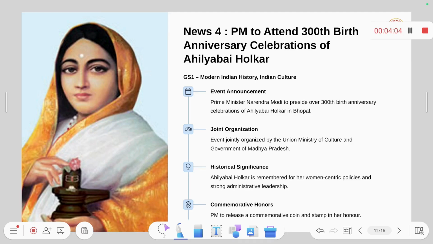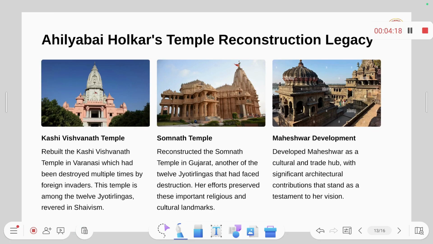PM to attend the 300th birth anniversary celebration of Ahilyabai Holkar. She was from Bhopal, known for women-centric policies and strong administrative leadership. Ahilyabai Holkar's temple reconstruction legacy includes the Kashi Vishwanath Temple, the Somnath Temple of Gujarat, and Maheshwar development.